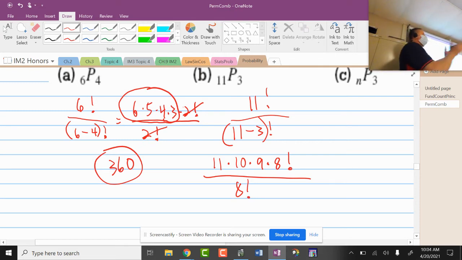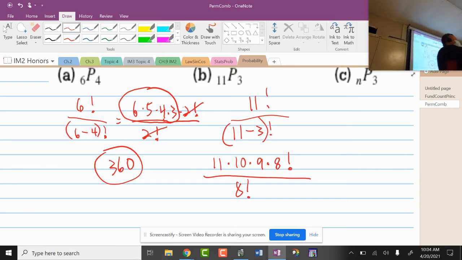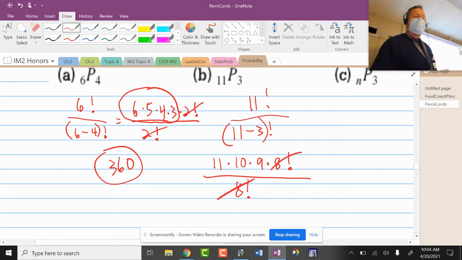Never understood why seniors couldn't understand this in my statistics class. What is 8 factorial? 8 times, say it, 7 times what? 6, 5, 4, 3, 2, 1, right? And what happens to every single one of those numbers? They all cancel. Why write them out? Why? And why don't they understand? They just don't listen. Okay, that's what I feel.